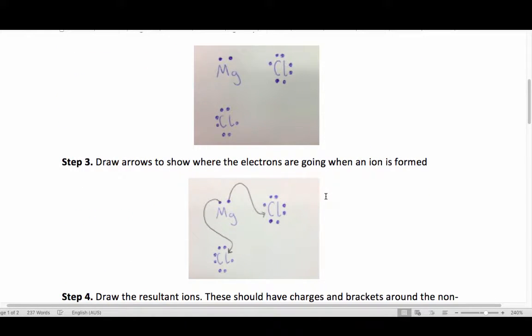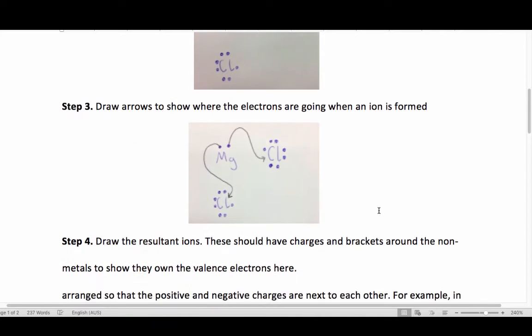Now this next step is optional, but it might help you figure out how to draw the final structure. Step 3 is to draw arrows to show where the electrons are going when an ion is formed. I know that magnesium is a metal and metals lose electrons to form ions, so I'm drawing its electrons going into those empty spaces in the chlorine. Once this is done, the magnesium will have no electrons and the chlorines will both have 8.